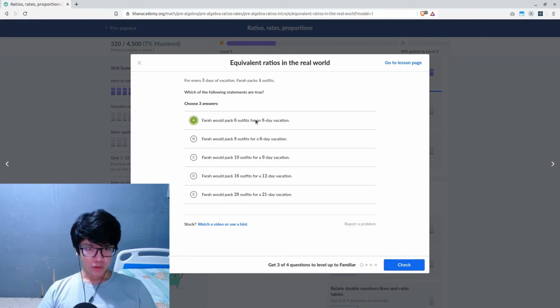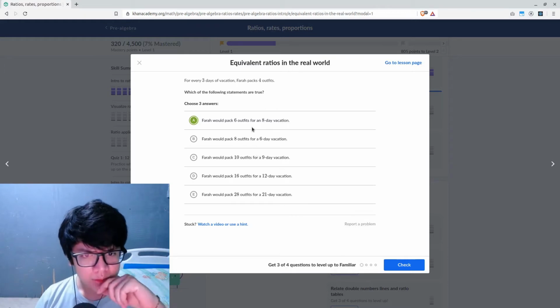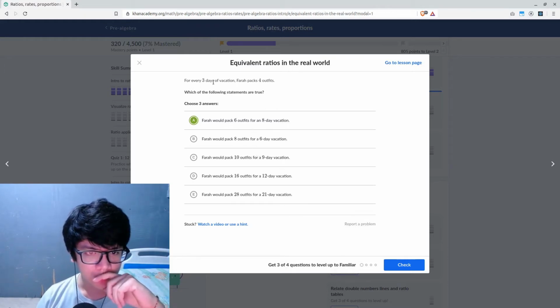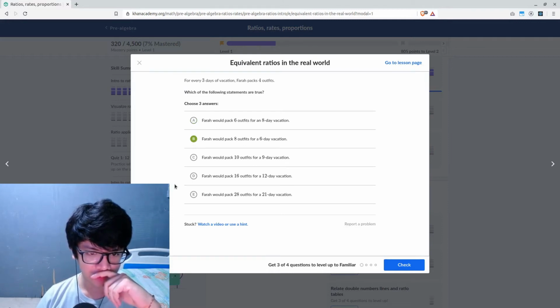Okay, this is by 2. No, this is not correct. This isn't correct either. Oh wait, what? 6 outfits? Oh no, no. For every 3 days of vacation, right? You have 4 outfits. The outfit should be more. Ah, okay, that's wrong. This is a pretty tricky question.